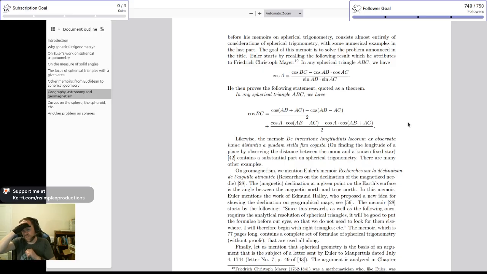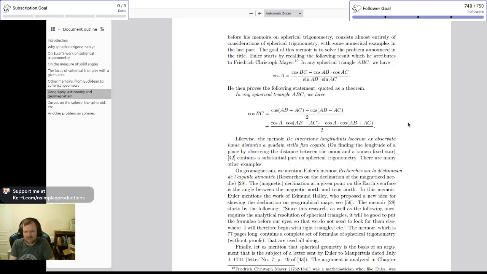In any spherical triangle ABC, we have cosine BC is equal to, same deal here, so we're multiplying that across, make it cosine A times sine AB sine AC. Nope, because this is all in cosines. Ooh, interesting. So that could be, yeah, that could be done by sum and difference of angles. So that could be a big pain in the rear. Yay.